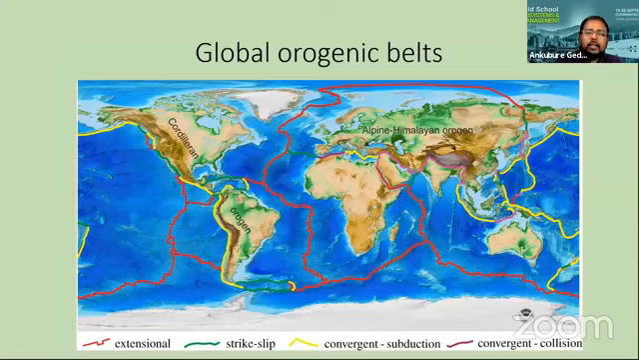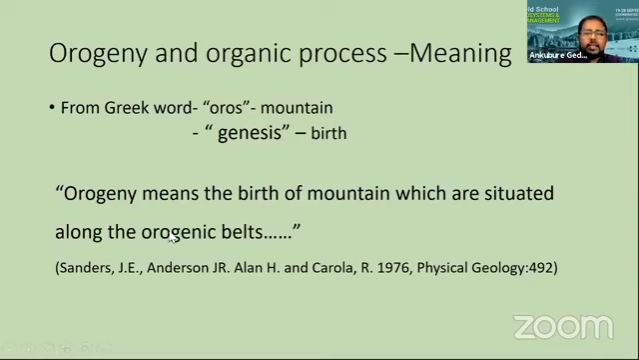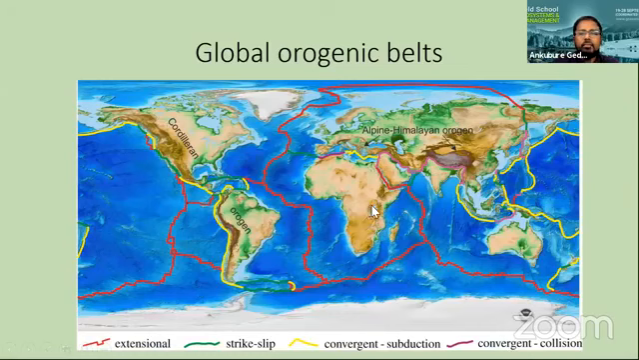In that definition, orogeny means the birth of mountains which are situated along the orogenic belts. Orogenic belts, we can find all over the world. This is the orogenic belts that we can see. The red color belts form the mountains, and also the green color, and not in other areas. However, these are the main orogenic belts in the world. But there are minor belts, and also there are belts which are not active now.